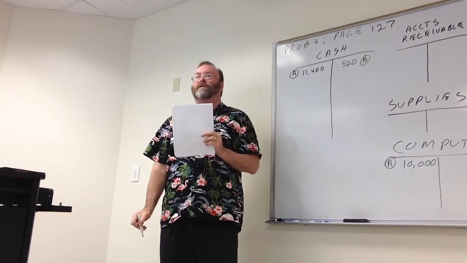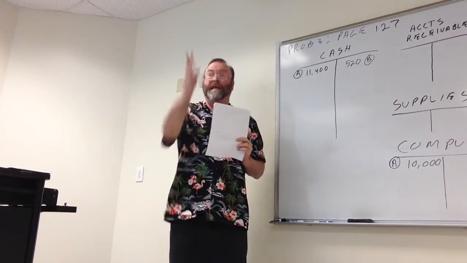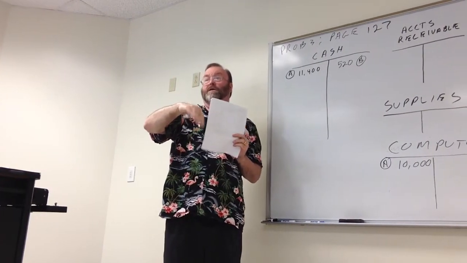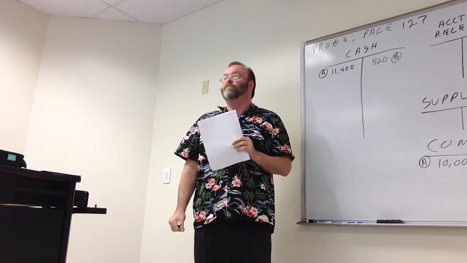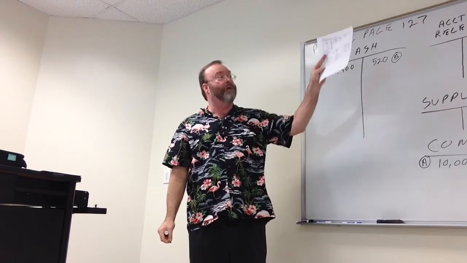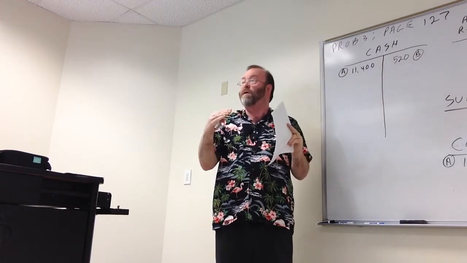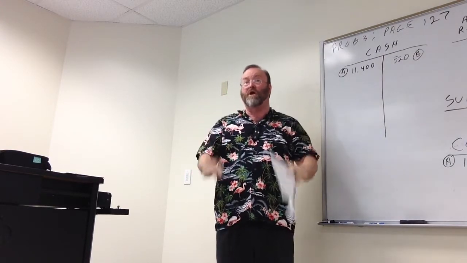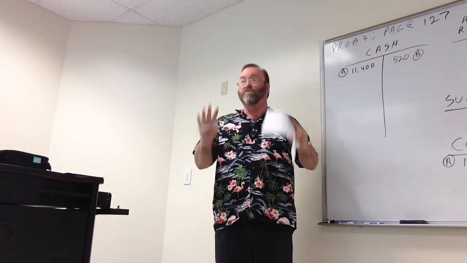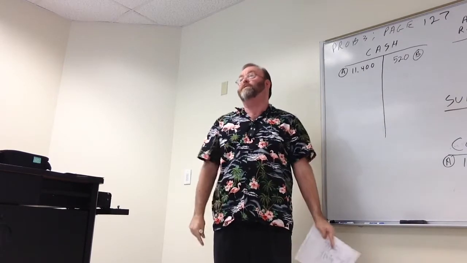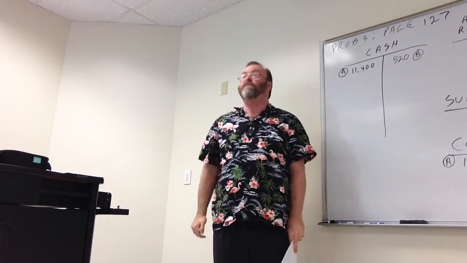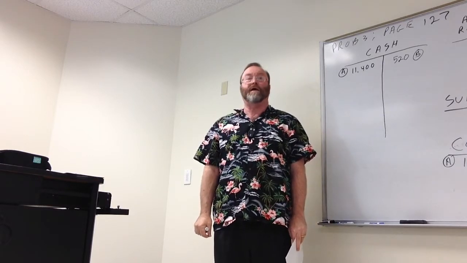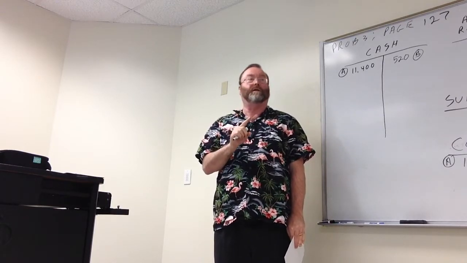Yes? Why do you put the 520 on the credit side of cash? Because you're spending it, so cash is going down. Assets go down with credits. And expenses go up with debits because expenses are in effect lowering net income, which lowers retained earnings, which lowers stockholders' equity. And you lower stockholders' equity with debits. Okay? It's just the first one.